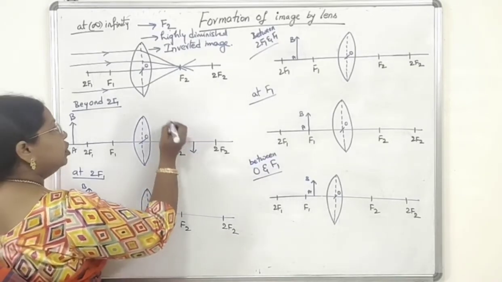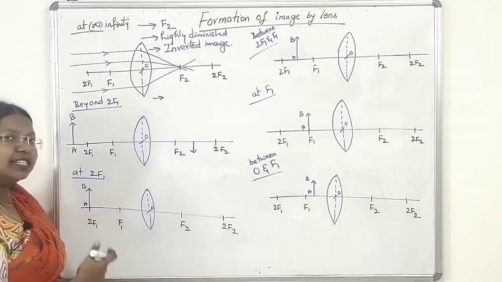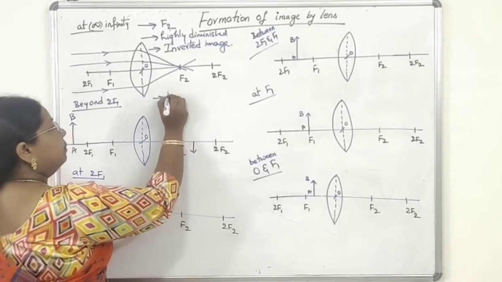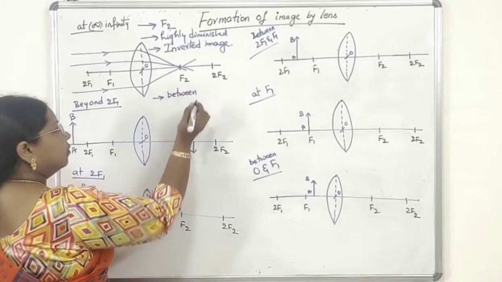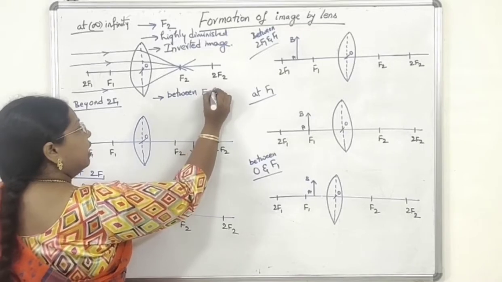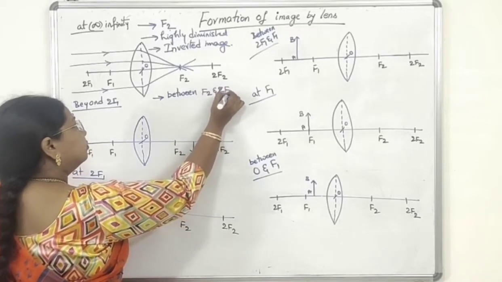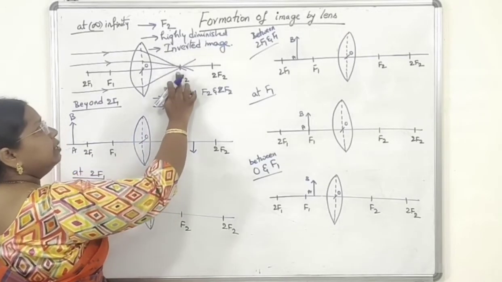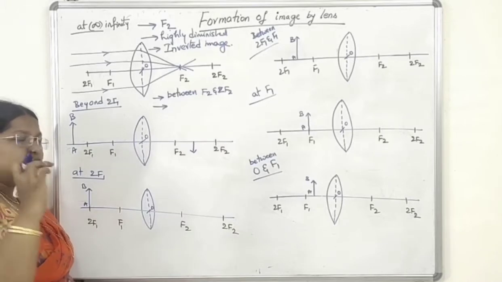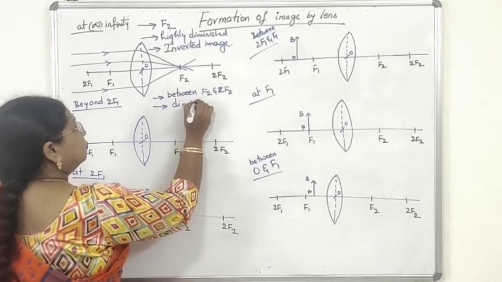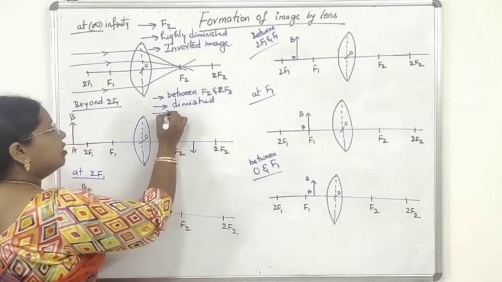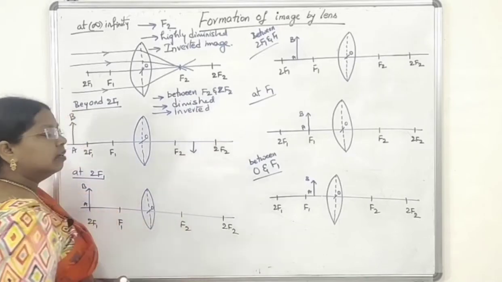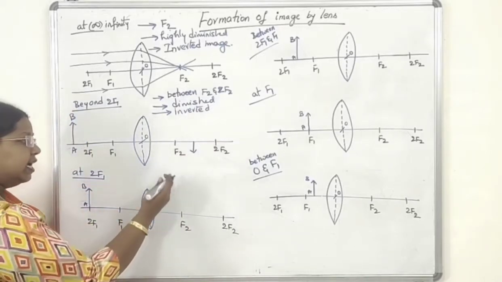Okay. So what is the position here, students? You can write down the positions first. Later we can draw the rays also. So what is the position of the image here? Between F2 and 2F2. What is the size? Not highly diminished like a point, but it is diminished. Next one, convex lens, inverted image. Clear, students? Next case.